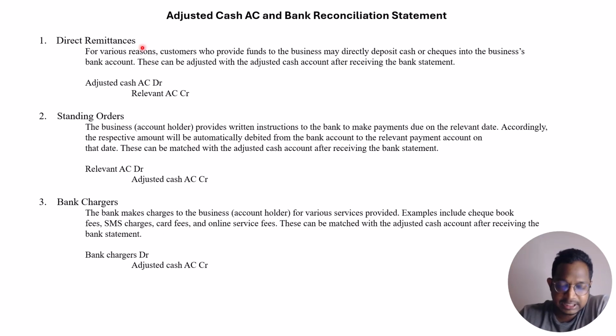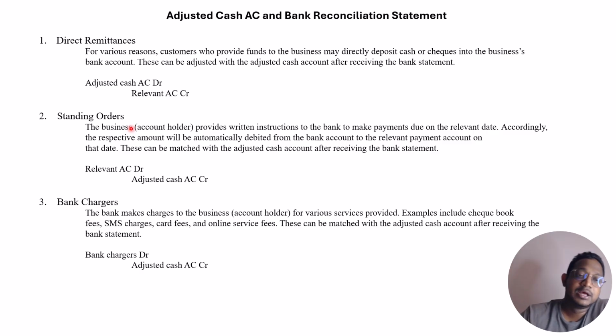Direct remittances. Here what is happening is the customers who have to pay us are depositing cash or checks directly to our bank account. So these customers can be for sales income, rent income, commission income, or some other debtors, right? Likewise. So here, after you receive the bank statement, you can identify those direct remittances and then adjust them in your adjusted cash account. And the standing orders are the orders requested by the account holder, which means the business, to the bank, asking to transfer some exact amount to some account on this exact date, right? So these also you can identify after you receive the bank statement and then adjust through the adjusted cash account, right?